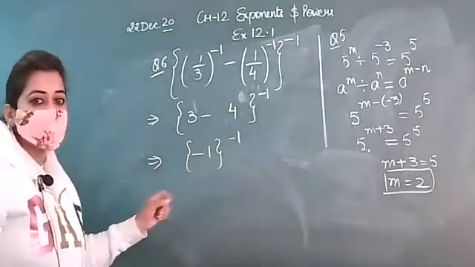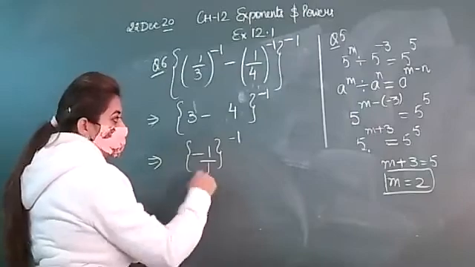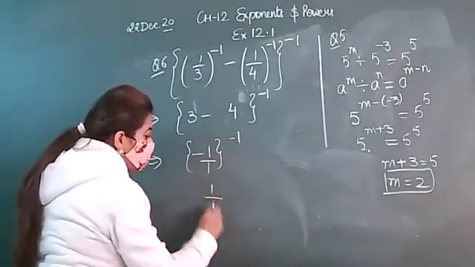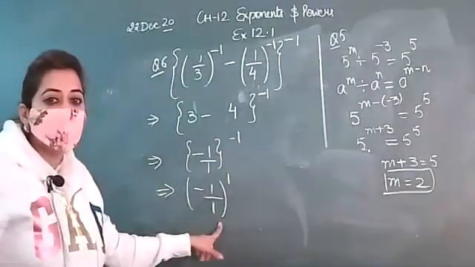Yes, who will tell me the answer, how we can solve this? This is minus 1 upon 1. So if you make the reciprocal, it will give you 1 upon minus 1, and the power will become positive. Any doubt in this, beta?